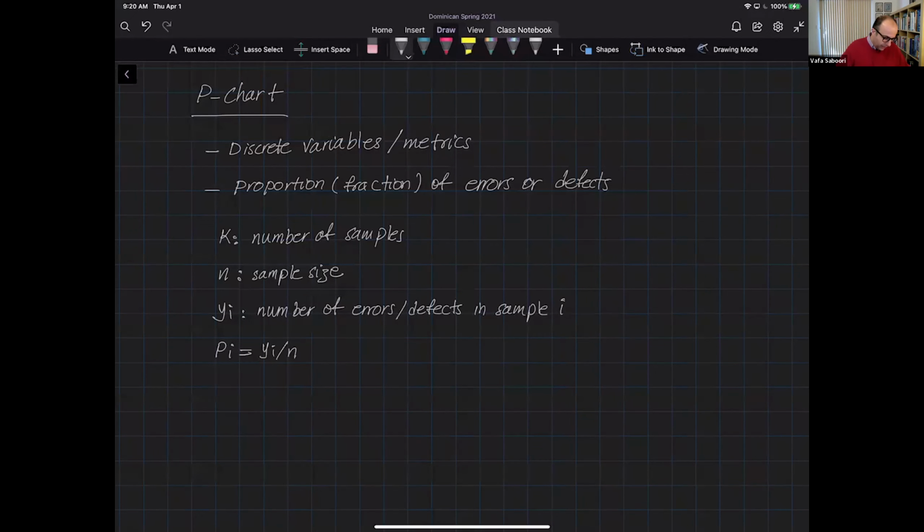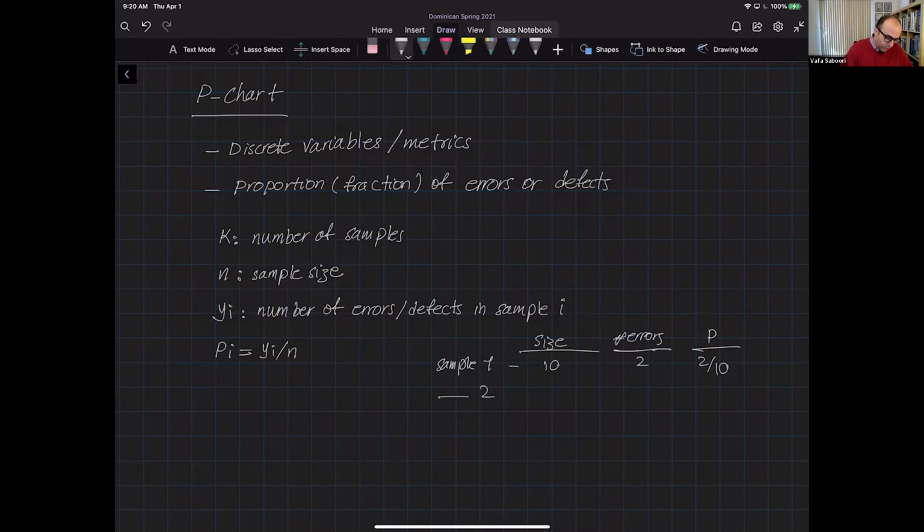For example, suppose that I have sample one, and let's say the size of this sample is 10, and the number of errors is 2. My p would be 2/10.